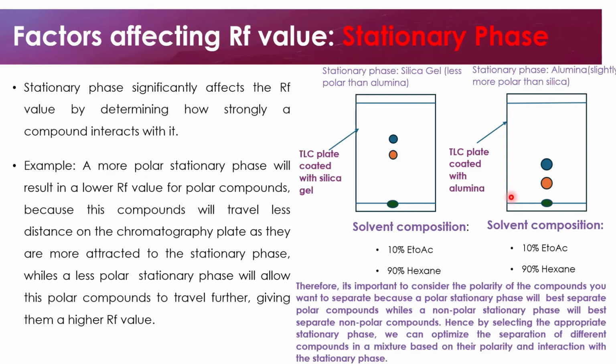Hence, it's important to consider the polarity of the compound you want to separate, because a polar stationary phase will best separate polar compounds, whilst a non-polar stationary phase will best separate a non-polar compound. So by selecting the appropriate stationary phase, we can optimize the separation of different compounds in a mixture based on their polarity and interactions with the stationary phase.